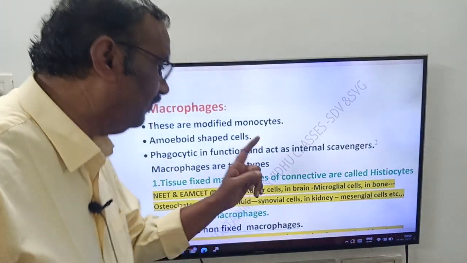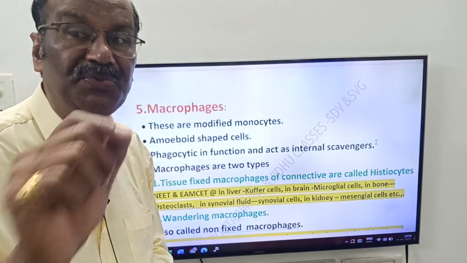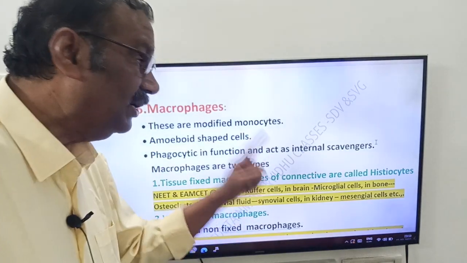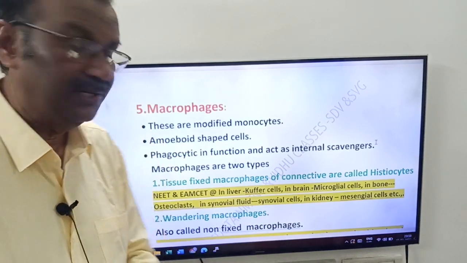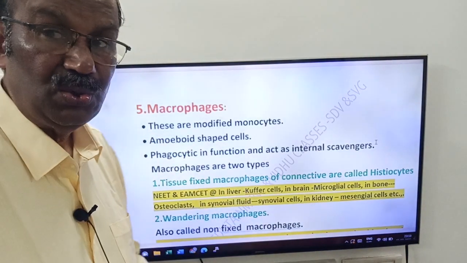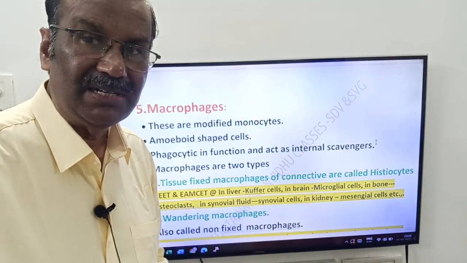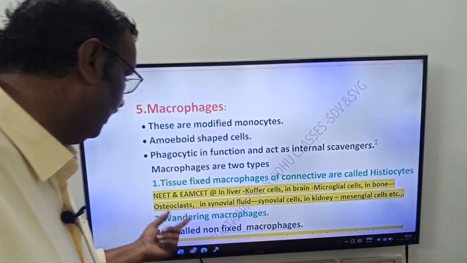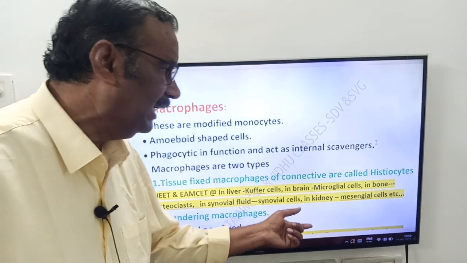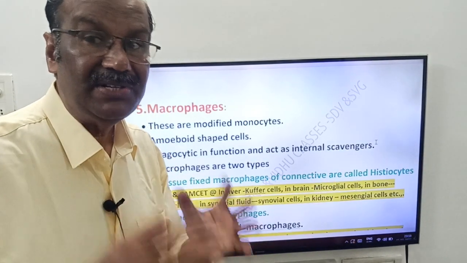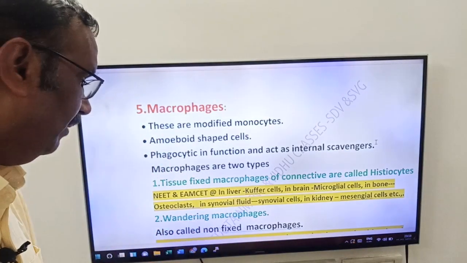So the fixed macrophages of connective tissue are called histiocytes, friends. Here they have a specific name. In addition to that, for NEET and MCET, various tissues have various fixed macrophages. See, friends, in the liver, Kupffer cells are the fixed macrophages. In brain, microglial cells are the fixed macrophages. In bone, osteoblasts. In synovial fluid, synovial cell. In kidney, mesangial cells. Friends, these are fixed macrophages.